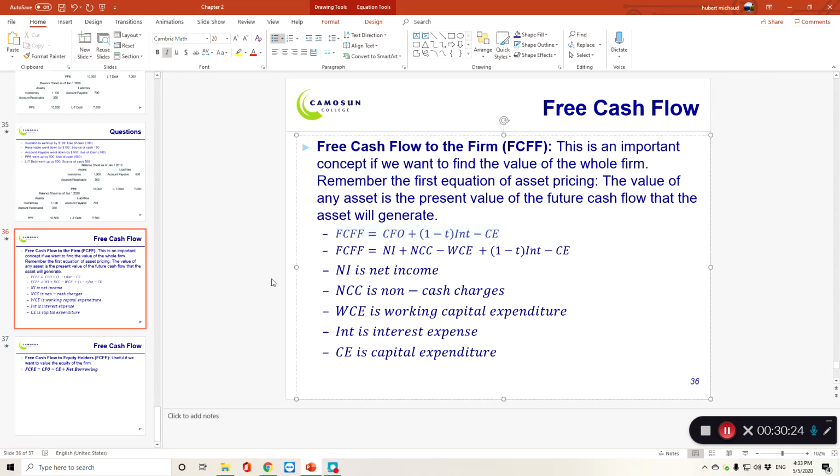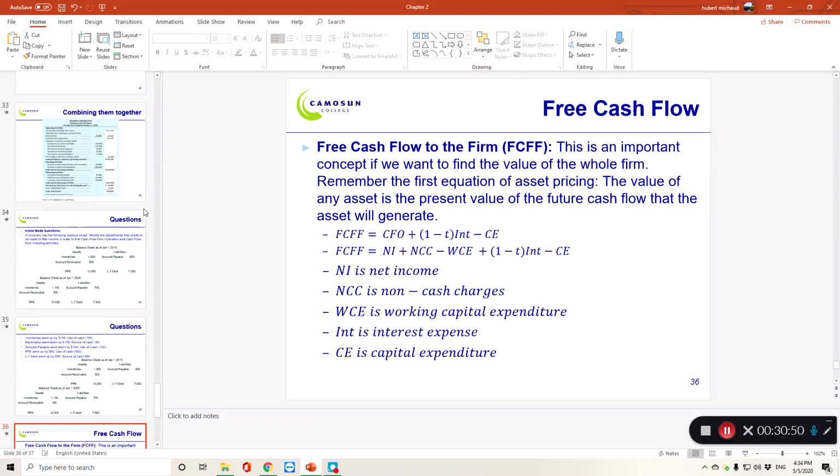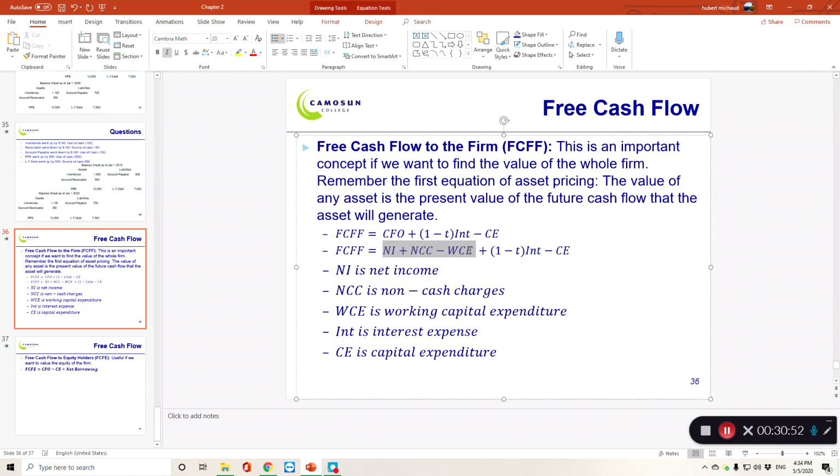A different way to write the free cash flow to the firm is this one here, but hopefully everyone can see that these three elements are just the CFO. These are just the cash flow from operation: your net income plus your non-cash charge, like amortization, from which you subtract your working capital expenditure. This is exactly how we calculated CFO earlier. So writing it this way or this way is exactly the same thing.